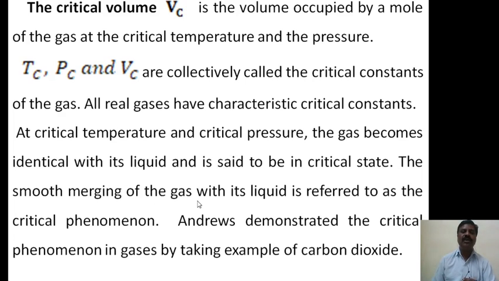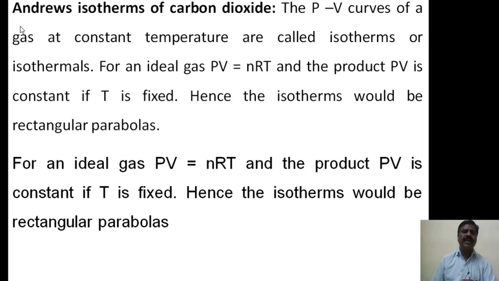The smooth merging of the gas with its liquid is referred to as critical phenomena. Andrews demonstrated the critical phenomena in gases by taking the example of carbon dioxide. Therefore, we can explain the Andrews isotherms of carbon dioxide. The PV curve, the isotherm, is a series of graphs or curves obtained at constant temperature.